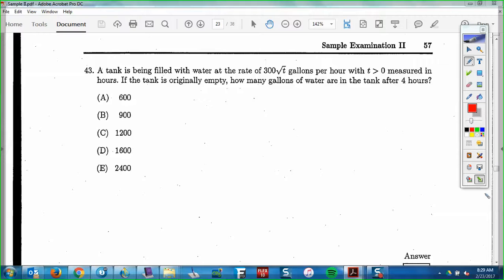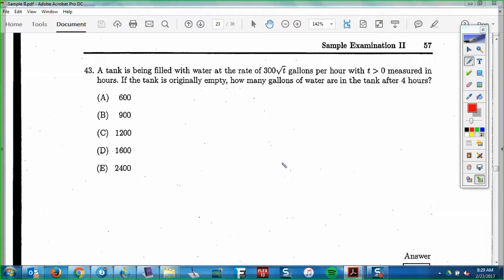A tank is being filled with water at the rate of 300 square root of t gallons per hour, with t greater than 0 measured in hours. The tank's originally empty. How many gallons of water are in the tank after 4 hours? What do you think? Not what do you think the answer is? What are you going to do to work it?